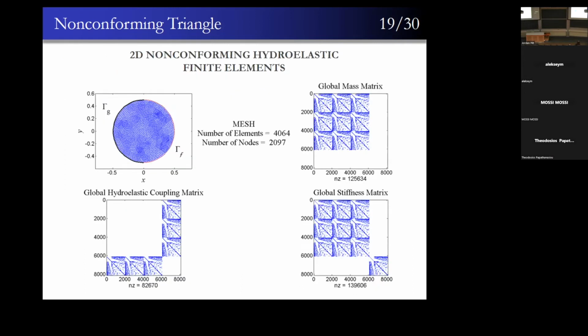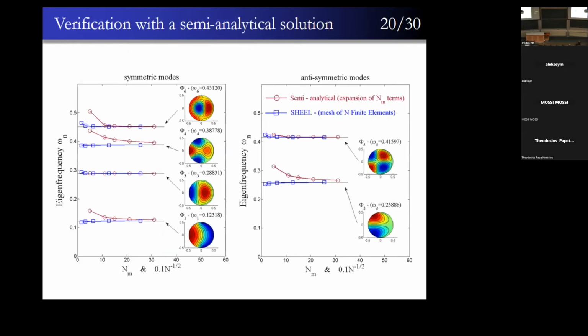Tested to verify the model with a circular fictitious ice shelf. Half of the circle perimeter is the grounding line, half the free edge. We see here also the mass, stiffness, and hydroelastic coupling global matrix, very well structured. And compare with an analytical, semi-analytical actually, solution based on Fourier-Bessel expansions.